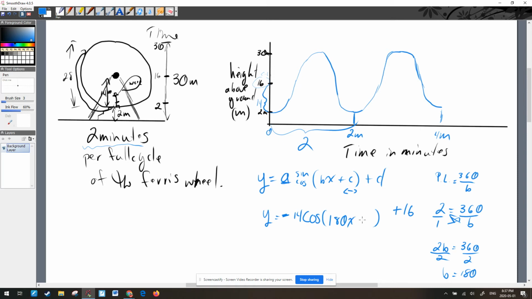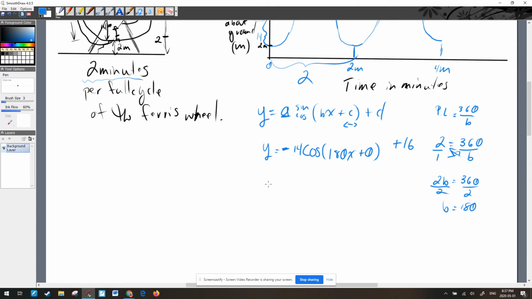If it starts from 0, I know that c is also 0. So I don't really need to put the plus 0 there. So I'm just going to rewrite it in this kind of cleaner form. So this has a function of y equals negative 14 cosine of 180x plus 16. And there is the function that describes Cam's height above the ground after x minutes.